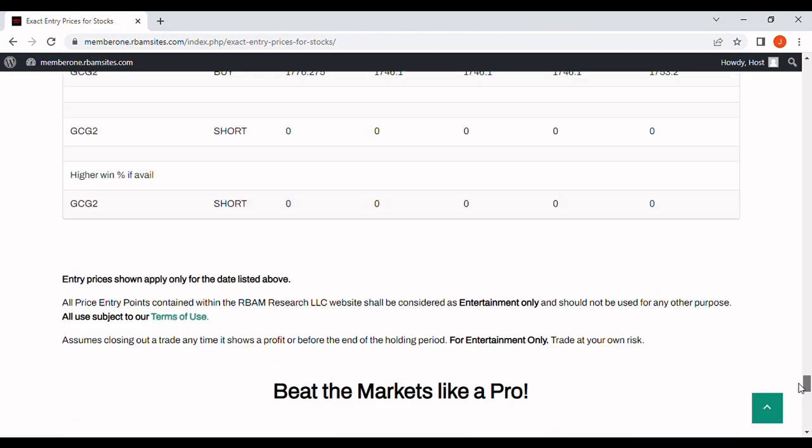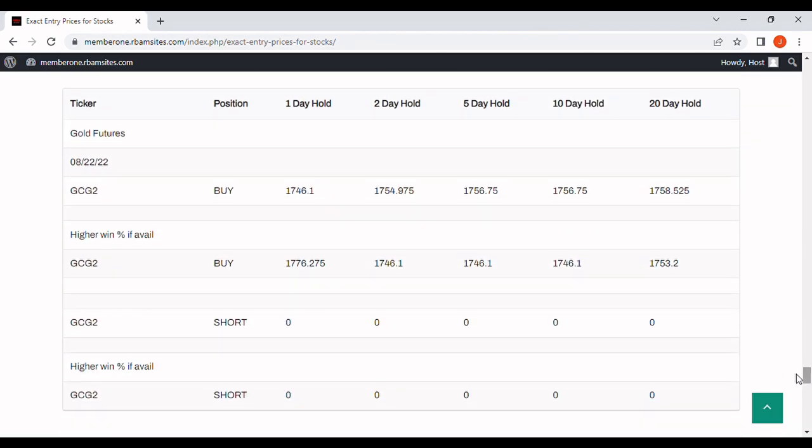RBAM Research says algorithmically generated prices every day before 7 a.m. These are coming out tomorrow on the 22nd. I'm doing this Sunday the 21st. You can see these are gold futures. The ticker for the COMEX exchange is GC, and we have 1 day, 2, 5, 10, and 20-day holds. It's indicating buys. It'll either be a buy or a short each morning before 7 a.m., Monday through Friday.